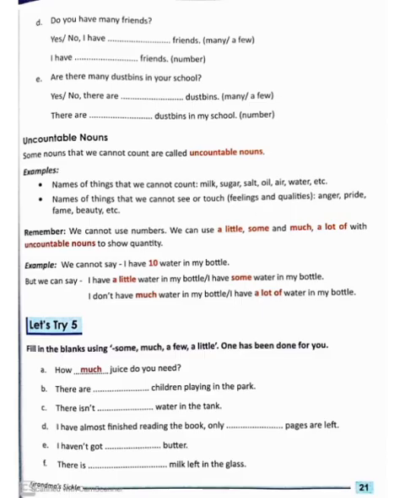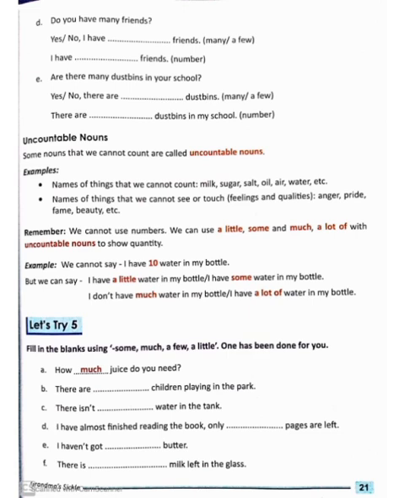Now students, come to page 21 of your course book. Earlier we did countable nouns that can be counted. Now we'll be doing uncountable nouns that cannot be counted. Some nouns that we cannot count are called uncountable nouns. Examples are names of things that we cannot count: milk, sugar, salt, oil, air, water, etc. We cannot count these things.